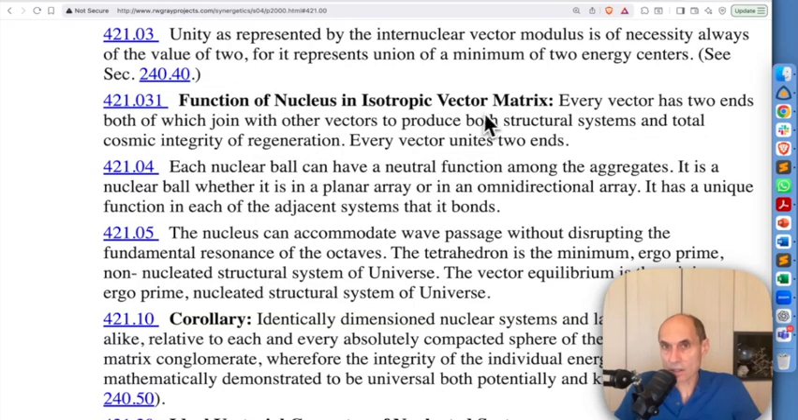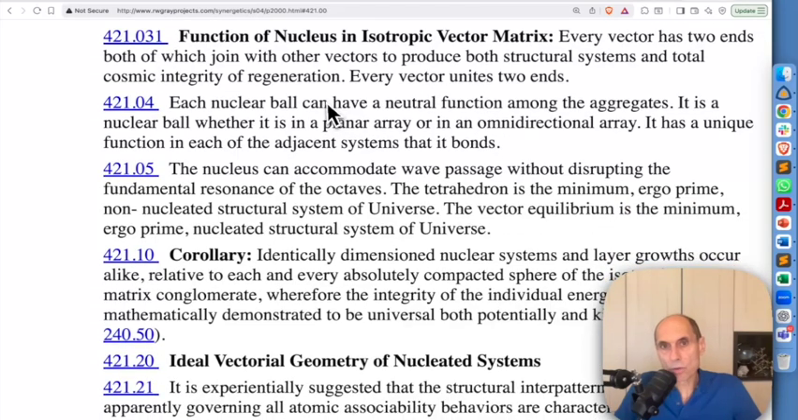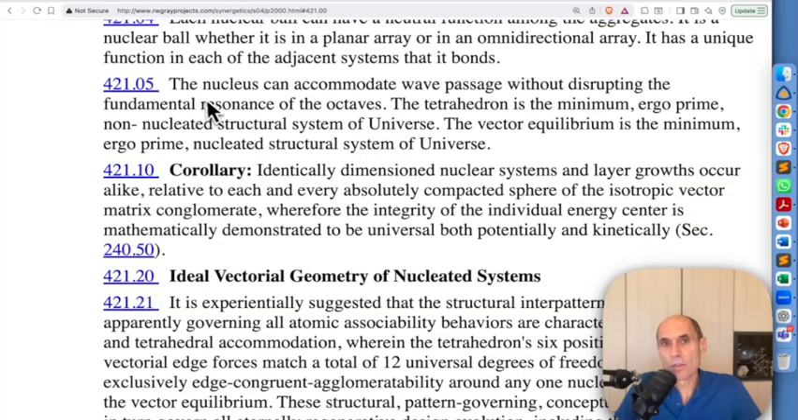Function of nucleus in isotropic vector matrix. Every vector has 2 ends, both of which join with other vectors, to produce both structural systems and total cosmic integrity of regeneration. Every vector unites 2 ends. Each nuclear ball can have a neutral function among the aggregates. It is a nuclear ball whether it is in a planar array or in an omnidirectional array. It has a unique function in each of the adjacent systems that it bonds. The nucleus can accommodate wave passage without disrupting the fundamental resonance of the octaves.